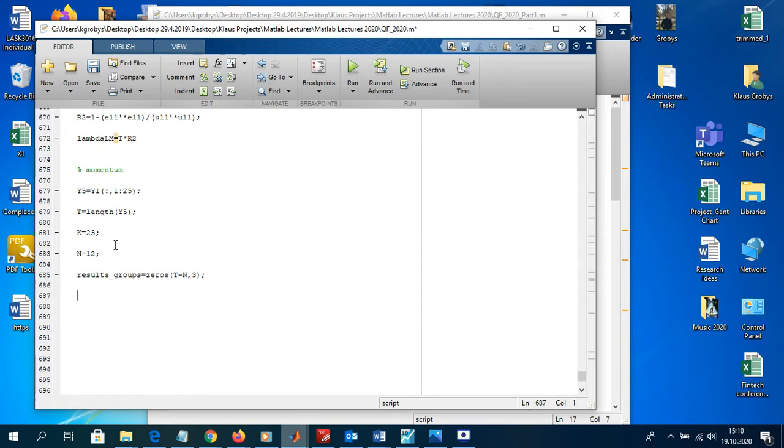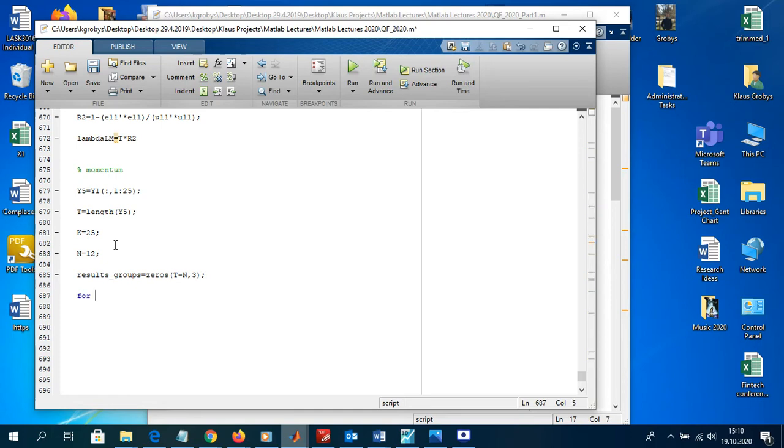Because in this case we operate with 3 groups. One group is the long leg. One is the group that we skip, the group in the middle. And we have the short leg. So long leg, middle group, and short leg.